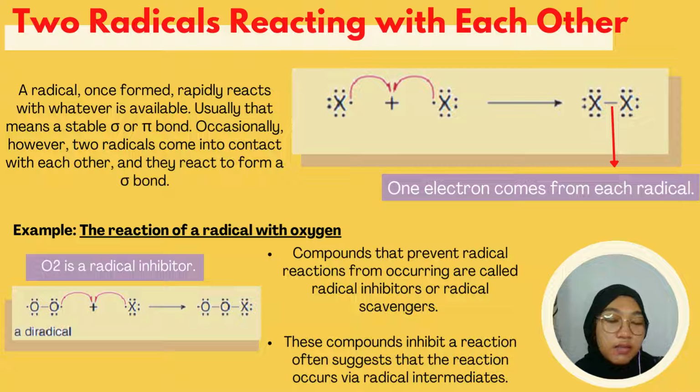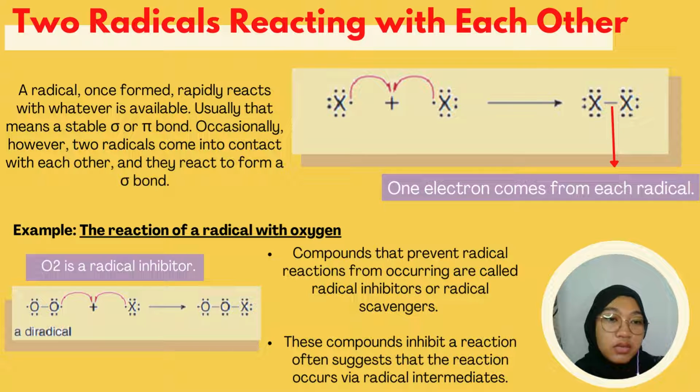Usually that means a stable set of sigma or pi bonds. Occasionally, however, two radicals come into contact with each other and react to form a sigma bond. The reaction of a radical with oxygen, a diradical in its ground state electronic configuration, is another example of two radicals reacting with each other.